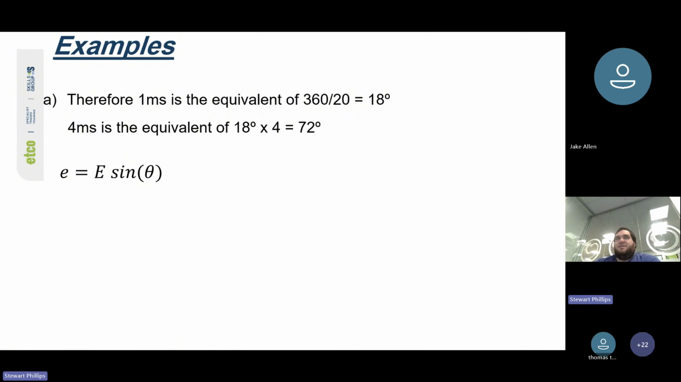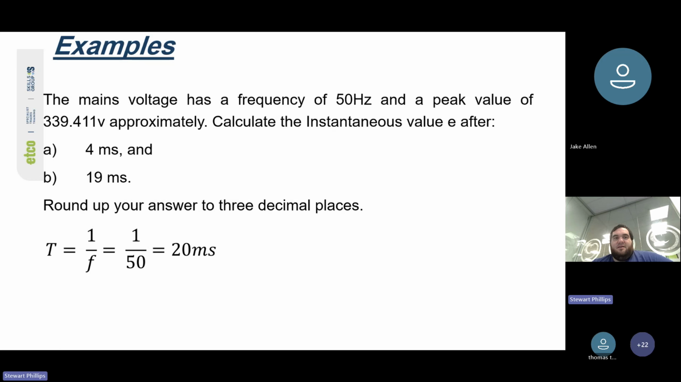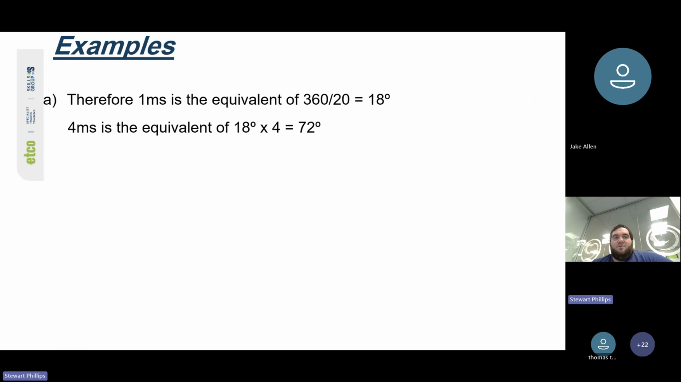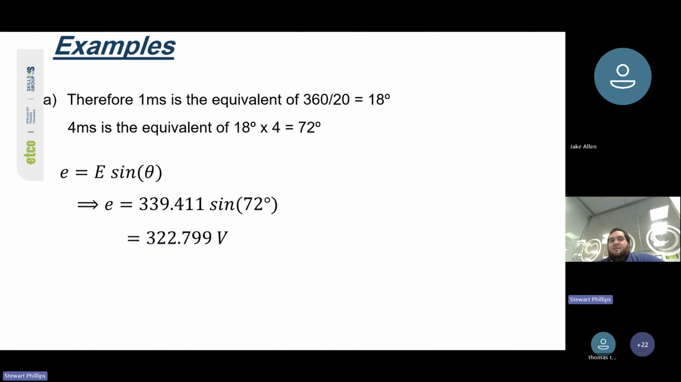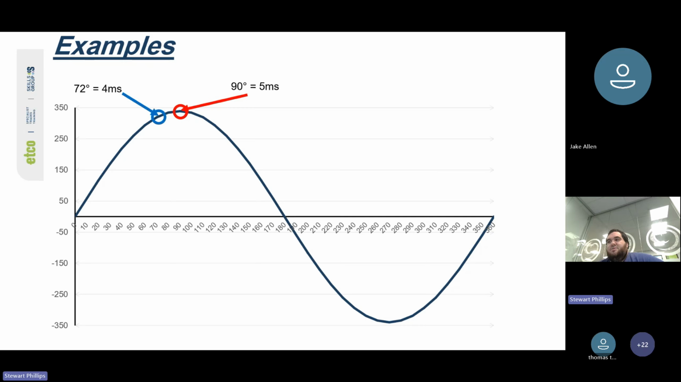And we know that because small e is equal to big E sine theta, instantaneous voltage equals max voltage times sine of theta. We can calculate that based off of the peak voltage of 339.411. It gives us an instantaneous voltage of 322.799, which is shown here on the graph. So this was just manipulating the calculations and facts we already knew to find instantaneous voltage in a different way.